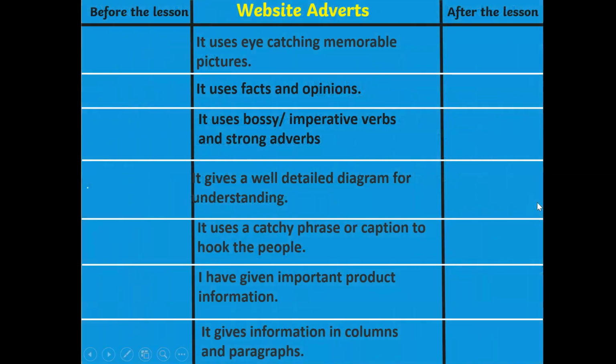Once again, you remember, we did this at the beginning of the lesson. Now since we know so much and have a treasure house of information related to website adverts, please remind yourself, and after the lesson, do the assessment and check how far you are correct and compare the result. You compare the assessment before the lesson and after the lesson.